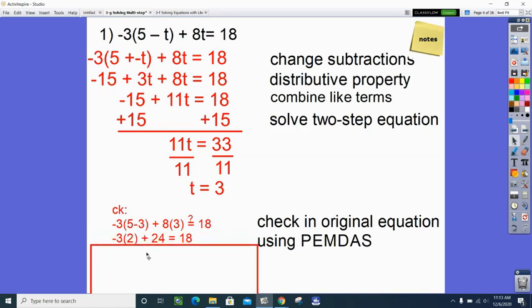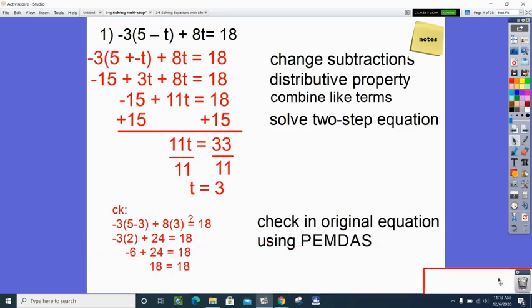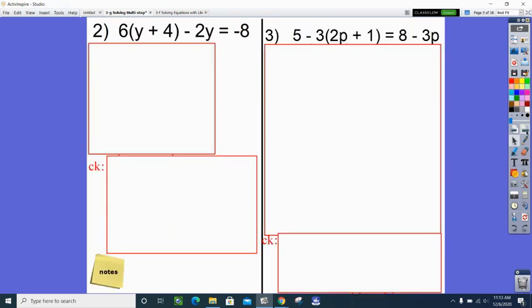Negative 3 times 2. And now I'm going to multiply negative 6 plus 24. And does it equal 18? And it sure does. So t equals 3 is the only number that can go into this original equation, and all the math gets done, and it equals 18. Okay, so how about one on your own here, number 2, and we'll come back and see how you did.